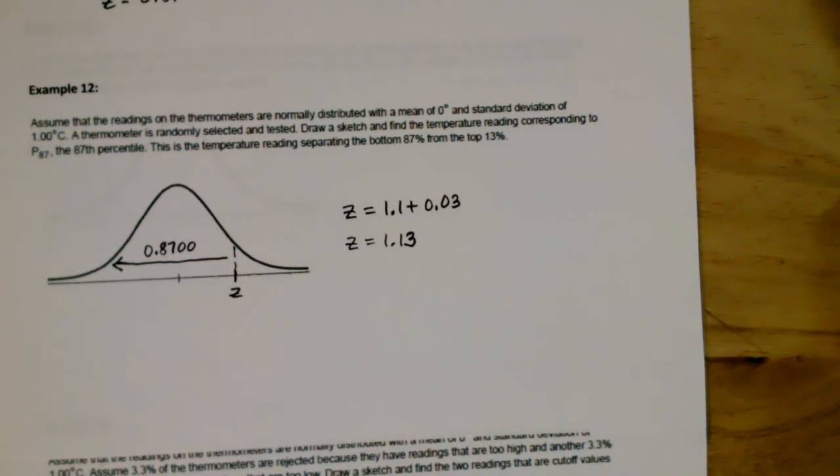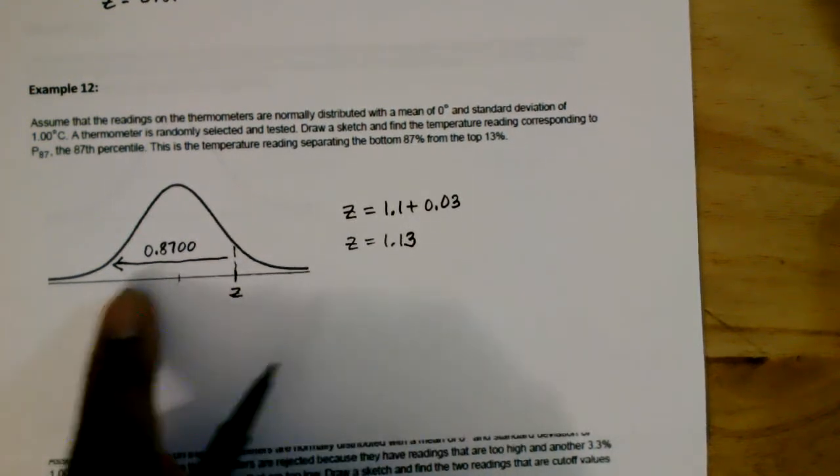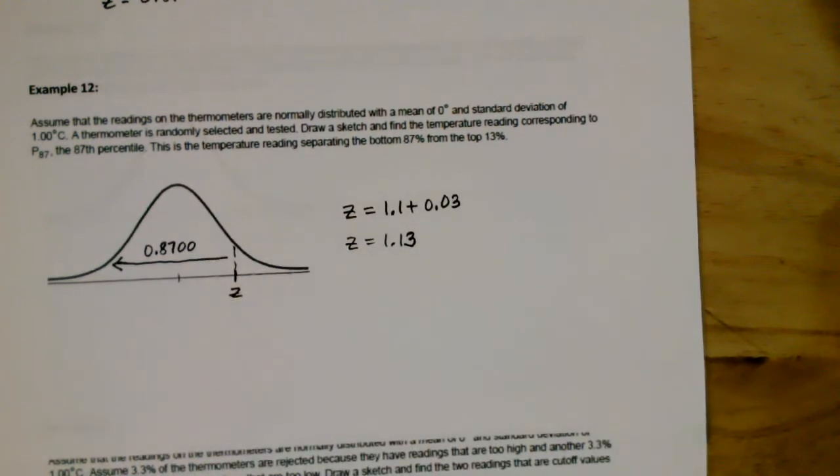And that number, that Z value, represents the 87th percentile. That's the Z value that separates the bottom 87% from the top 13%.